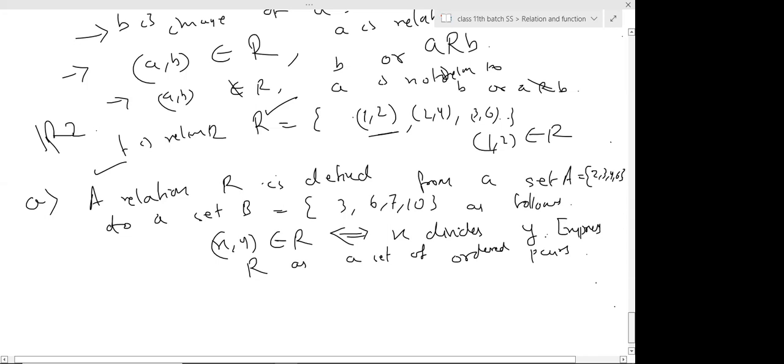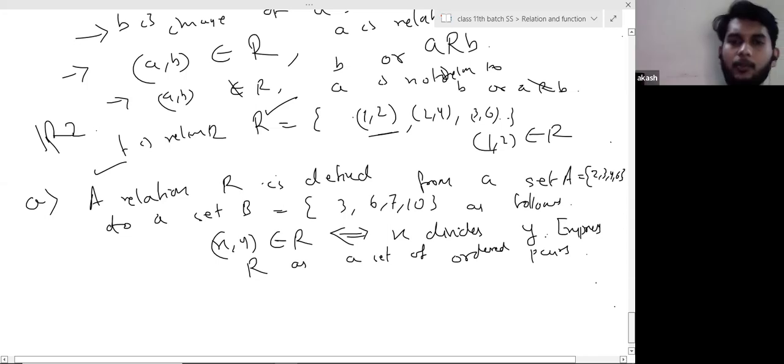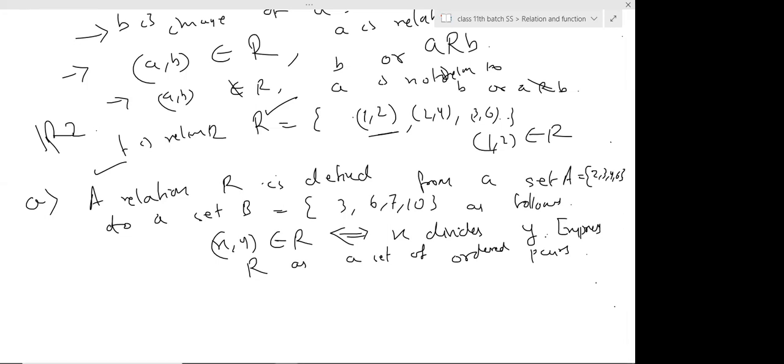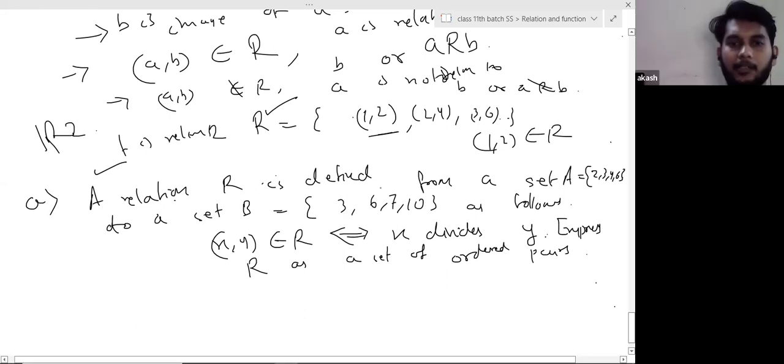Sir, I do not understand how to do this. No, I'm not asking you to solve. I'm just asking you to note down the question. I'll explain how to solve. See, they are saying a relation R is defined from A to B. That means R is a subset of the Cartesian product from A to B. R is always a subset of a Cartesian product. Here the Cartesian product is from set A to set B. Is this clear?